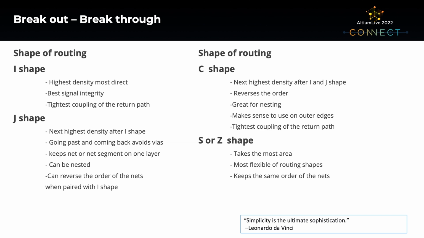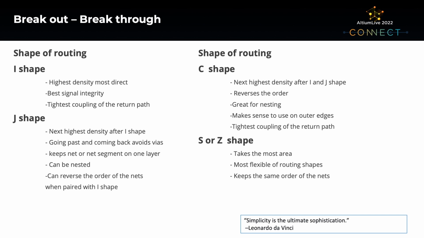It's going to have the tightest coupling return path that there is. Next is the J shape. This is the next highest density after the I shape, and it's basically going past a pad and then coming back. We can use this to keep all the nets in a particular circuit on one side, and they can be nested. These are going to reverse the order of the nets. If I come from one place to another, doing a J shape is going to reverse that order. And then obviously we can reverse the order of nets if we pair this with an I shape type net.